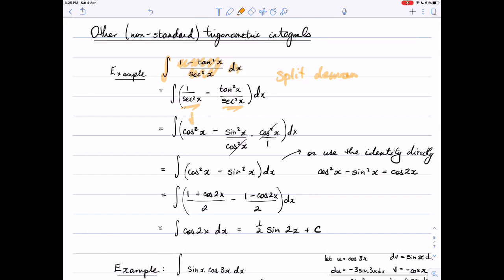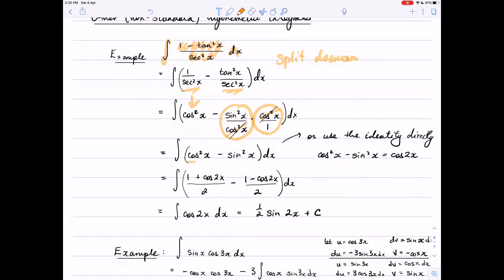1 over secant squared is cos squared. You are going to rewrite tan squared as sine squared over cos squared. Divide by secant squared is like multiplying by cos squared. The cos squareds cancel. You're going to have then cos squared minus sine squared, which you might recognize as an identity from high school. And if you do, you can just jump to this step. If you don't, well, that's okay.